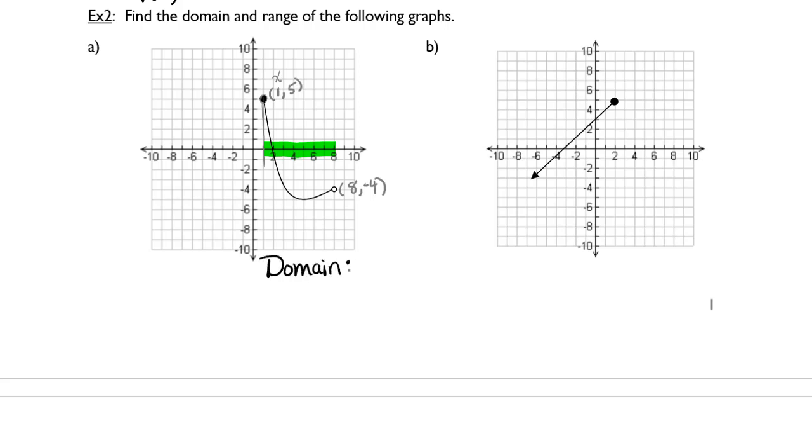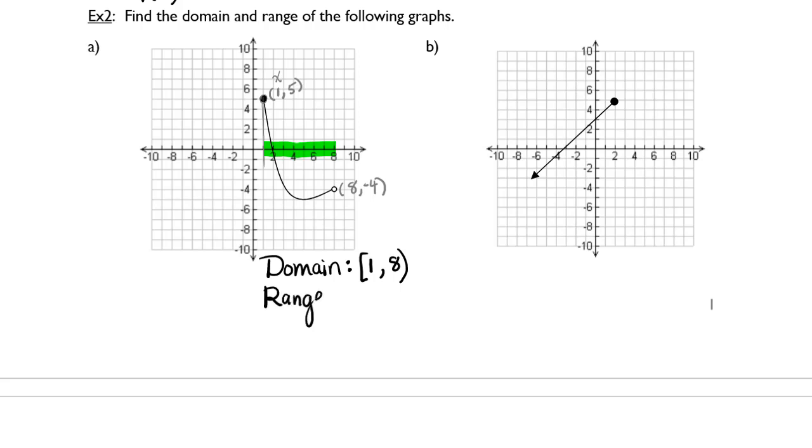So the domain of this function is all the inputs that will give me corresponding outputs, or range values. My domain is going to exist from 1 to 8. 1 is included because I have a closed dot at 1, and 8 is not included because there's an open dot at 8. Now let's look at the range.